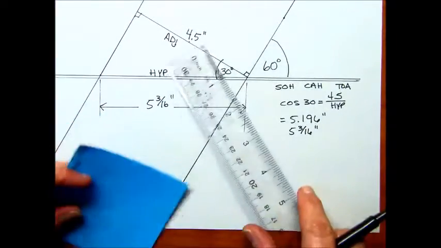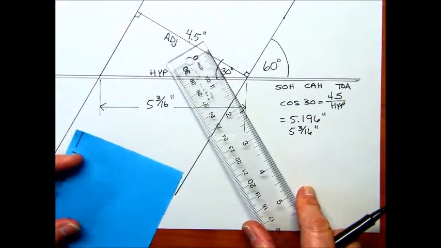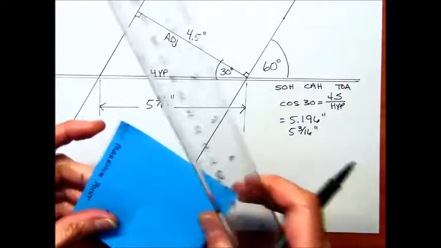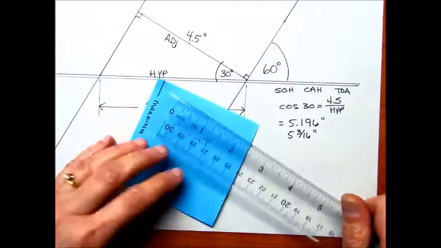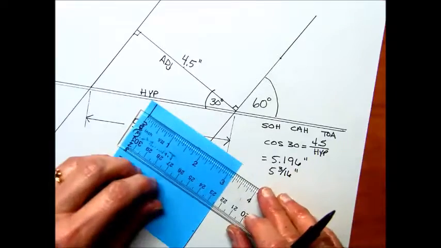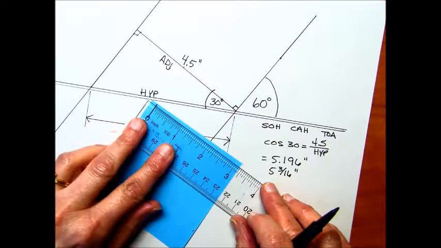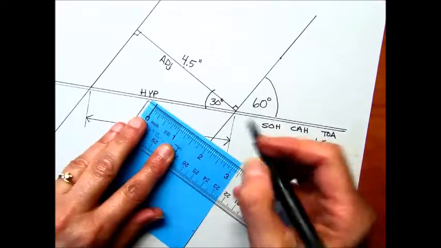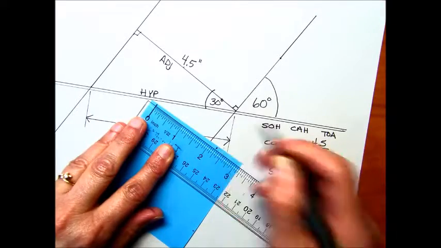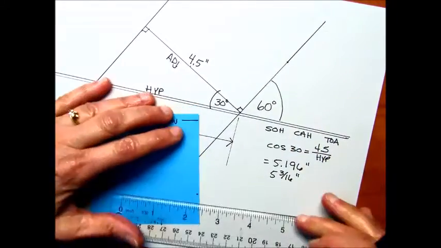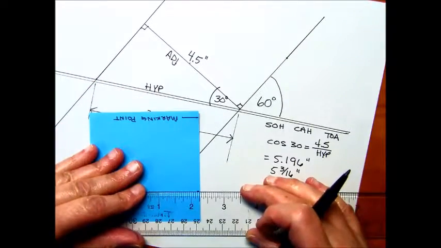Now we're going to take half of our adjacent side. So half of 4.5 is going to be 2 1/4. So from this line, I'm going to make another line at 2 1/4. And I'm going to call this X.